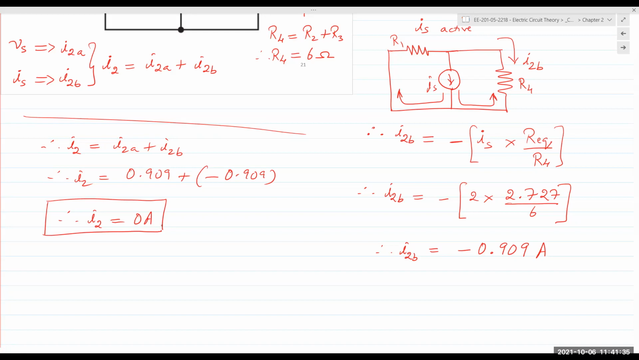Sorry, what? Yes. Right here. If we missed the current direction and didn't have the minus sign, I would have 0.909 plus 0.909. My answer would be 1.81. It would be completely different, instead of being 0.